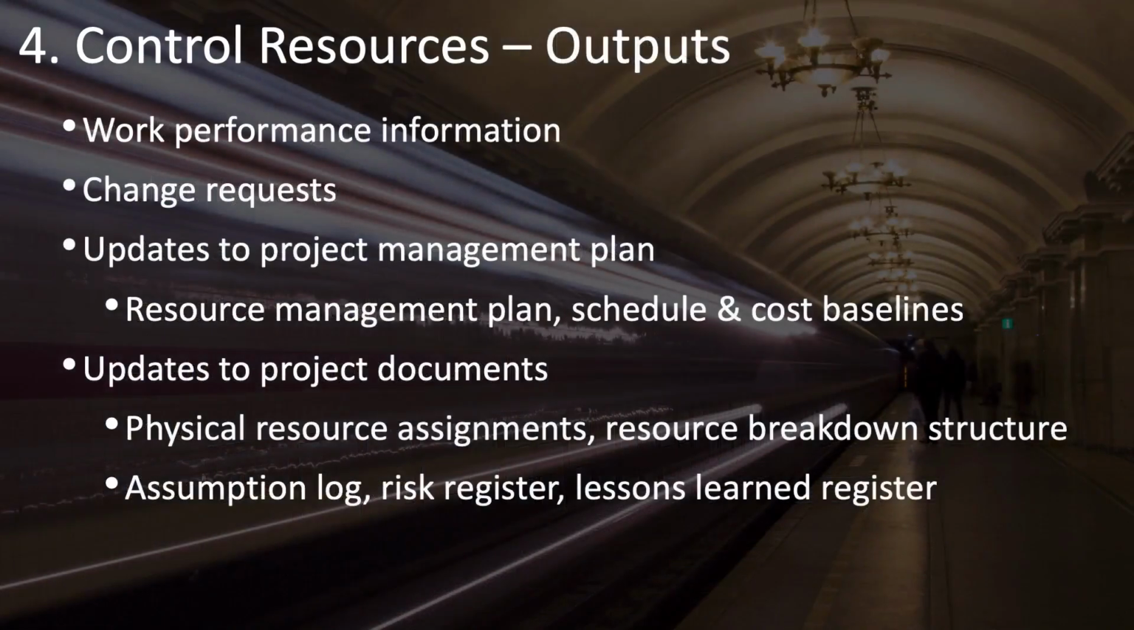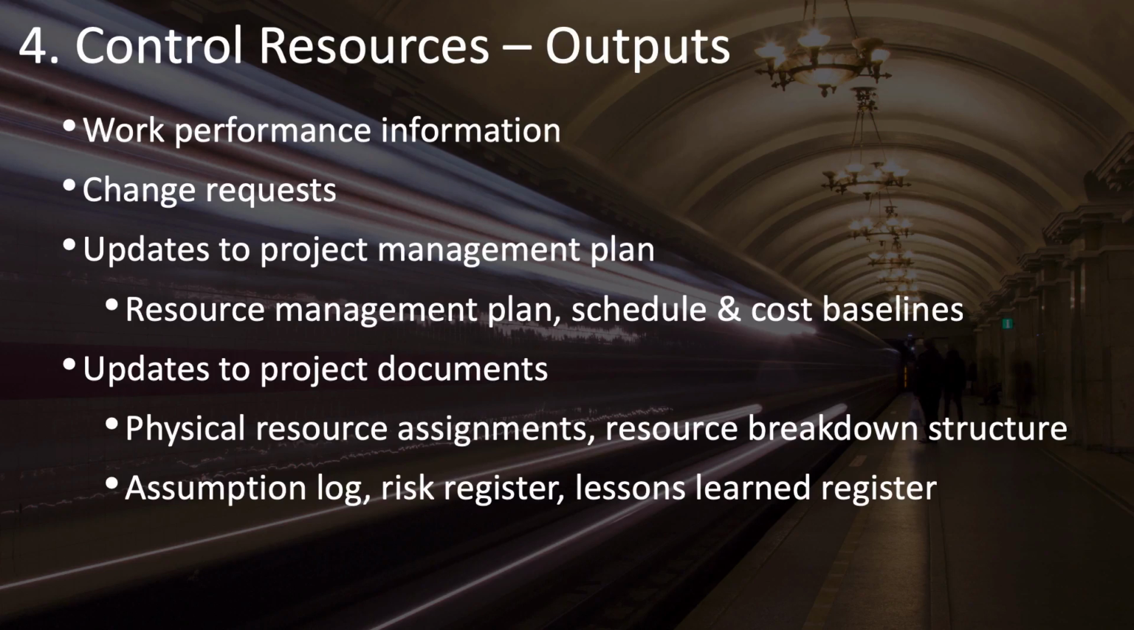The primary output of the control resources process is work performance information, specifically that information that compares planned versus actual resource utilization, costs, schedule, and so on, and all sorts of resource performance information that can be used in reports to stakeholders.